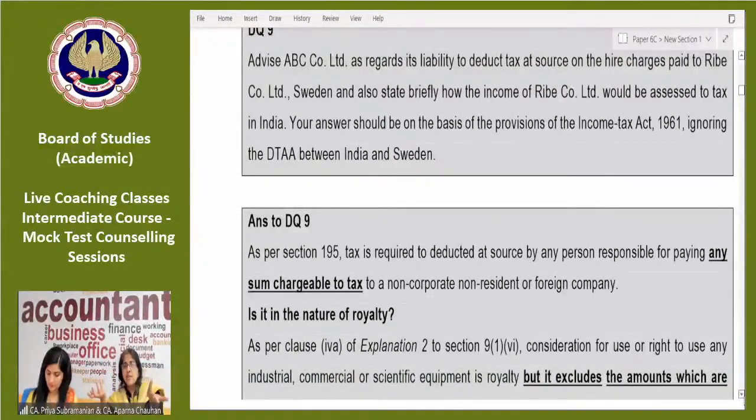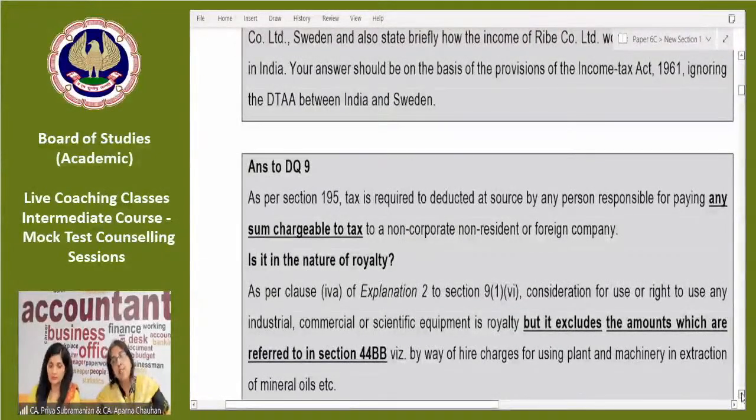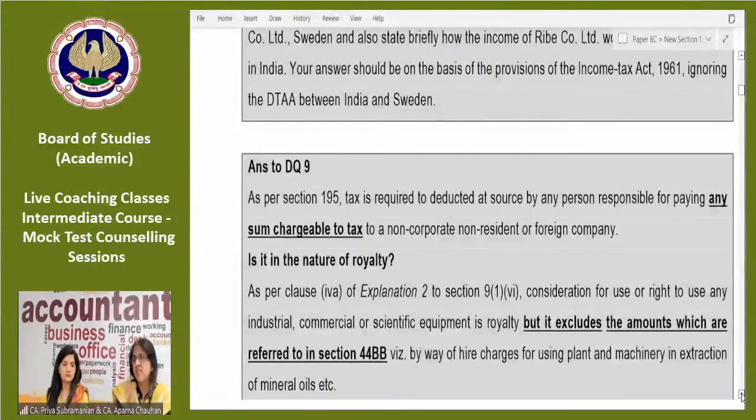Now, what is the nature of the payment? Here, you made payment for use of plant and machinery, for supply of plant and machinery. Now, is it royalty? First, we have to examine whether it's royalty. Because royalty, as per the definition given in Section 9(1)(vi), provides the situation where royalty income paid to a non-resident is deemed to accrue or arise in India. Now, you have to examine whether this is royalty.